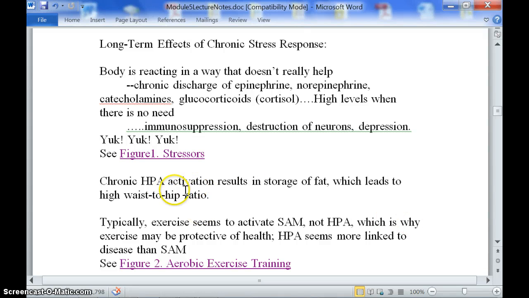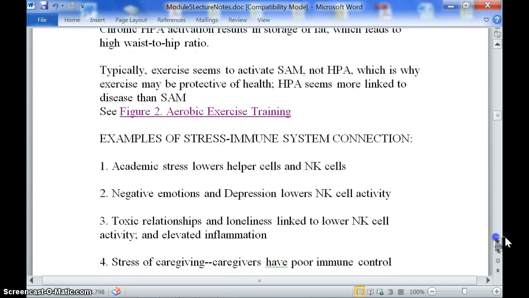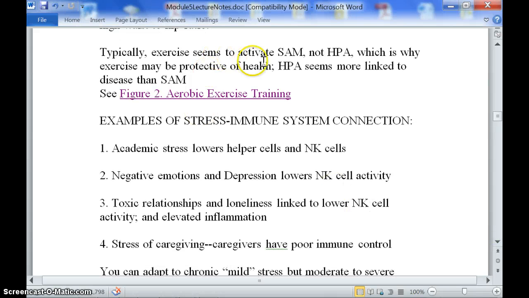There's also information out there, and you'll see this in the video on stress kills for personal connection, paper number 5. Chronic HPA activation can result in storage of fat. Now, exercise in general seems to activate sympathetic but not HPA, which is why exercise in general can be protective of our health in terms of enhancing that immune functioning.